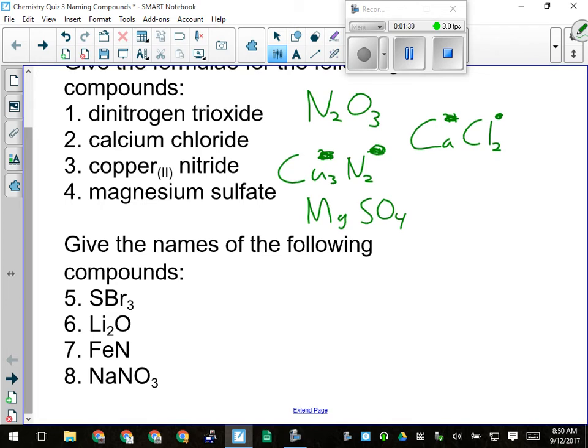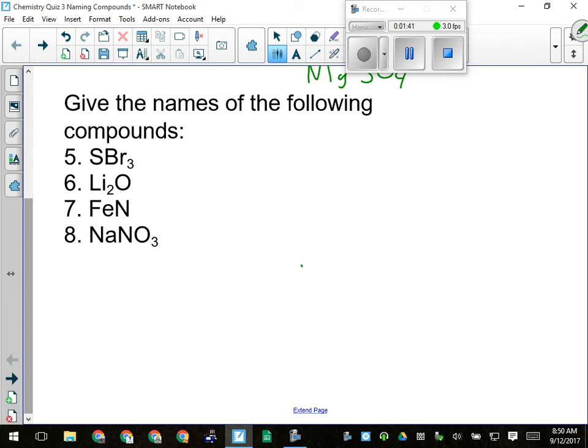Okay. Last 4. So for these ones here, we're writing out the names. Number 5, I've got sulfur with bromine. This is a molecular compound, so I'm going to need prefixes. This will be sulfur tribromide, for 1 mark. Number 6 is an ionic compound because lithium is a metal, so no prefixes are required for that. This is lithium oxide.